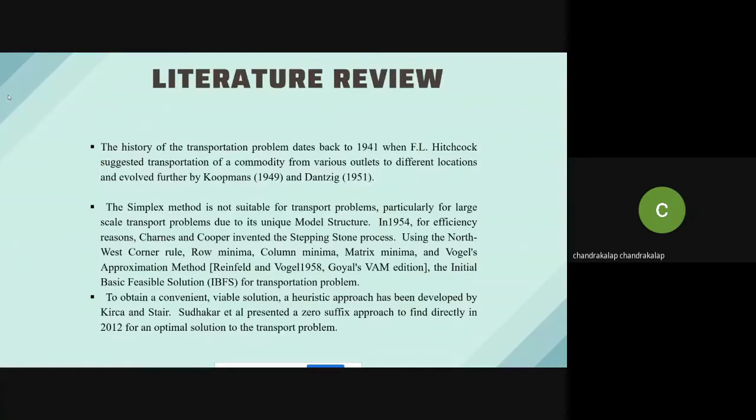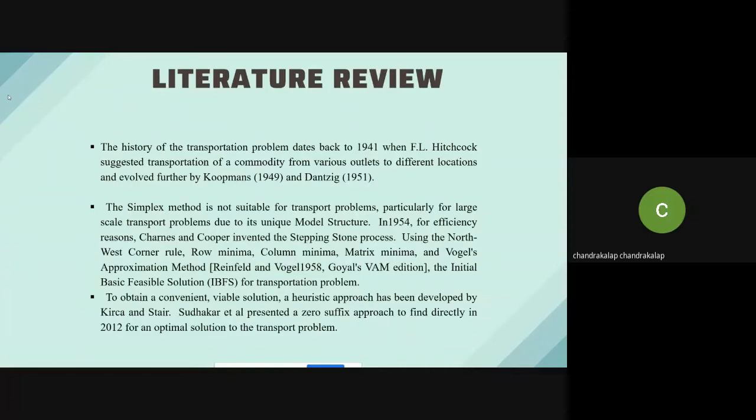The history of the transportation problem dates back to 1941 when F.L. Hitchcock suggested transportation of a commodity from various outlets to different locations. Later, it was evolved further by Koopmans and Dantzig. The simplex method is not suitable for the transportation problem. So in 1954, for efficiency reasons, Charnes and Cooper invented the stepping stone process. Later, the northwest corner method, row minima, column minima, matrix minima, Gill's approximation, and many other methods were identified, and these are all initial basic feasible solutions.